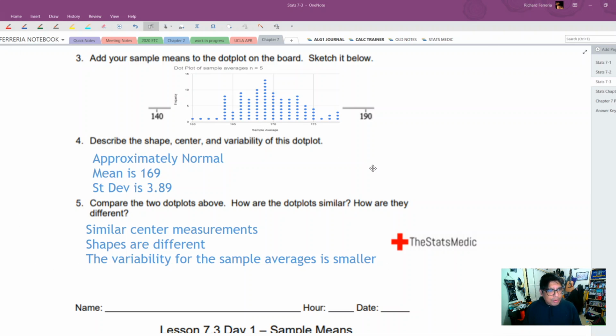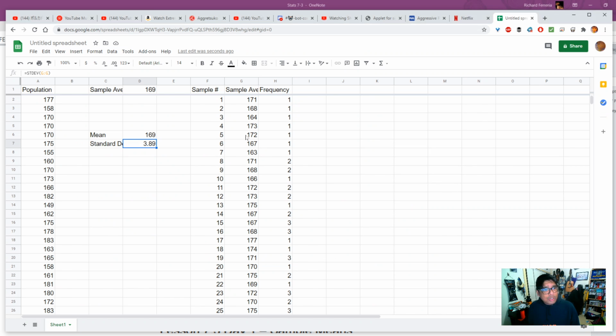The thought just occurred to me that since I have that spreadsheet open, why don't I go back to the population and let's figure out those means and standard deviations. Okay, so we did those ones, and actually look at that. The population mean actually computed to 169 with a standard deviation of 9.61. So we're about a third less.